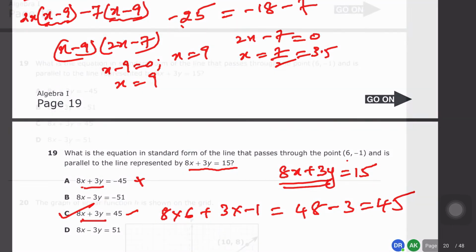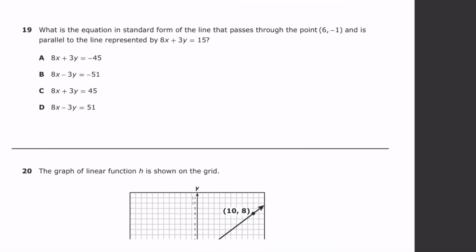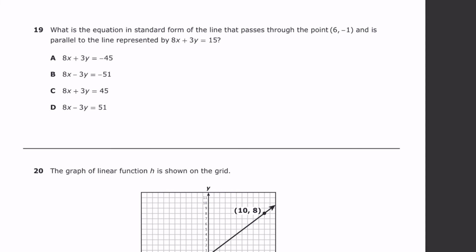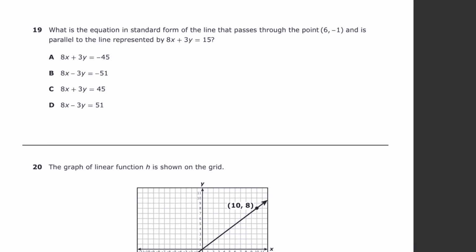Now going into the next one, the 19th. What is the equation in standard form of the line that passes through the point (6, minus 1) and is parallel to the line represented by 8x plus 3y is equal to 15?